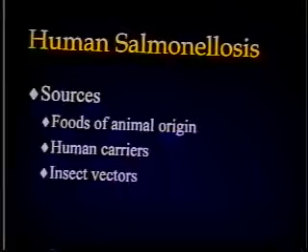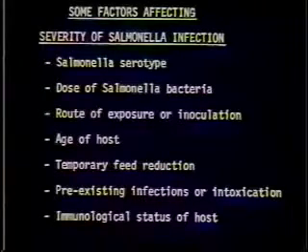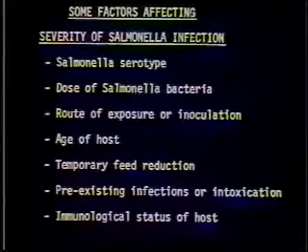Salmonellosis, caused by members of the genus Salmonella, is primarily an infection of humans that is associated with foods of animal origin. There can be human carriers, but this is not zoonotic, and it is occasionally associated with insects, but primarily with foods associated with animals, particularly poultry.